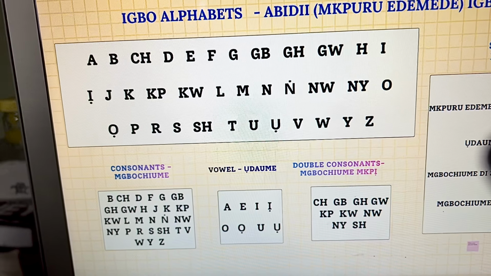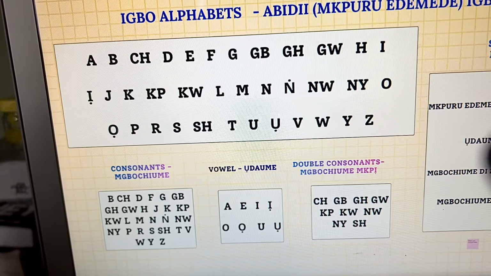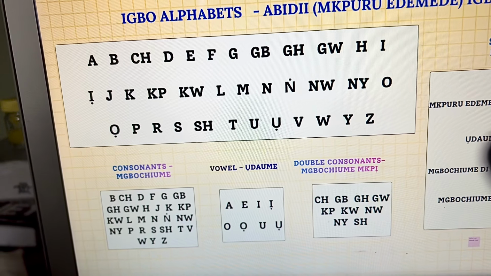Next time, we will learn how to combine these letters into simple words and sentences.